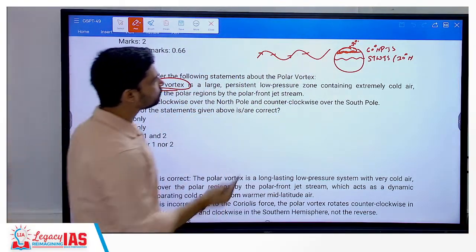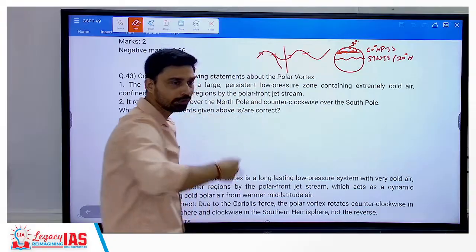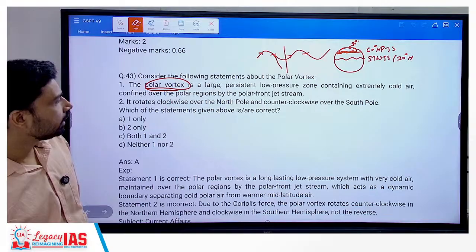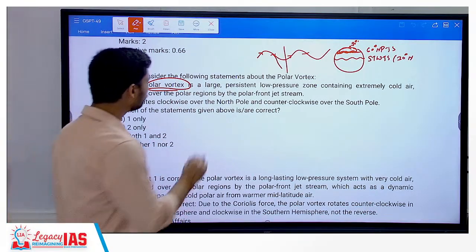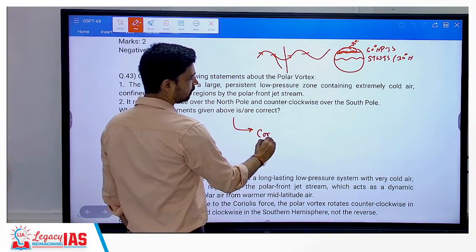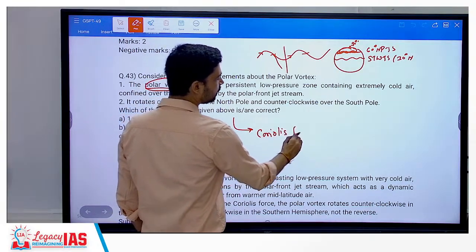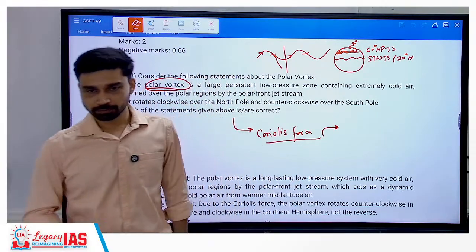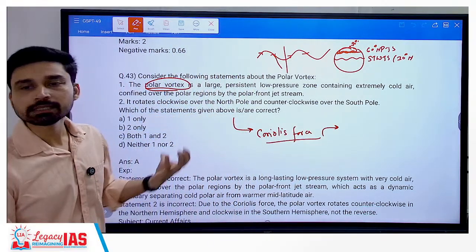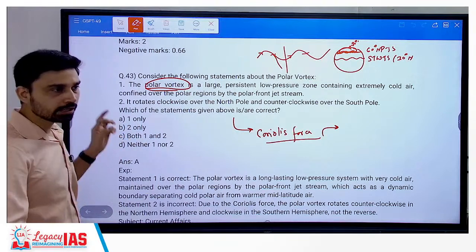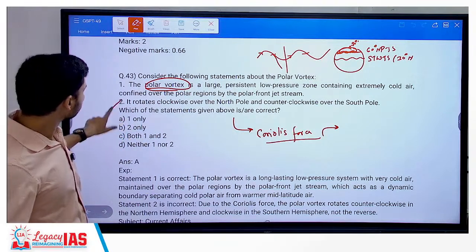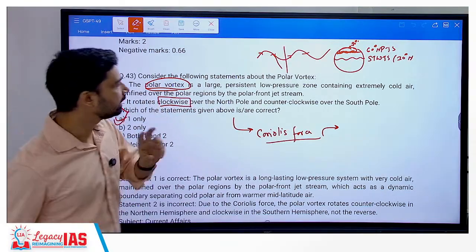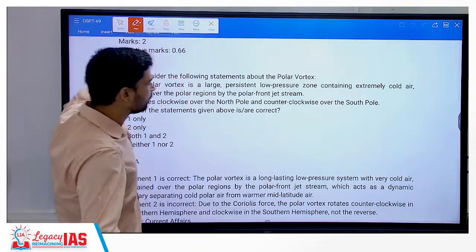If the polar front becomes weaker, what happens? You have the cold waves that you will see in North America, Europe and so on. It rotates clockwise over the North Pole and counterclockwise over the South Pole. Again, any rotation is because of which force? Coriolis force. And we know that due to Coriolis force, even talking about cyclones in the Northern Hemisphere, what direction do they rotate? Anti-clockwise. So, every system will rotate in the anti-clockwise direction in the Northern Hemisphere. So, what is the correct option? A. It rotates not clockwise but anti-clockwise, because the North Pole is in the Northern Hemisphere.